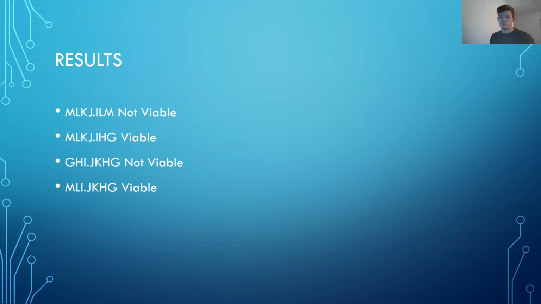The first one's not viable because there's an M and an L, there's 2 sets of those, and there's no H or G on it, so there's not all the parts you need for a chromosome. Second one's viable, it has all the parts it needed for a chromosome. Third one, not viable, 2 sets of GH, no sets of MLs. And the final one is also viable because it's got all the parts to a chromosome in it.